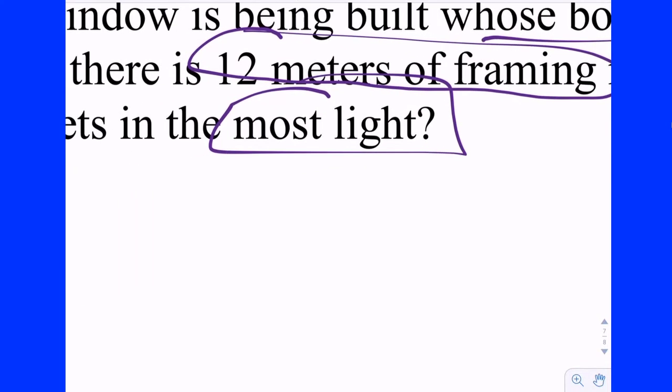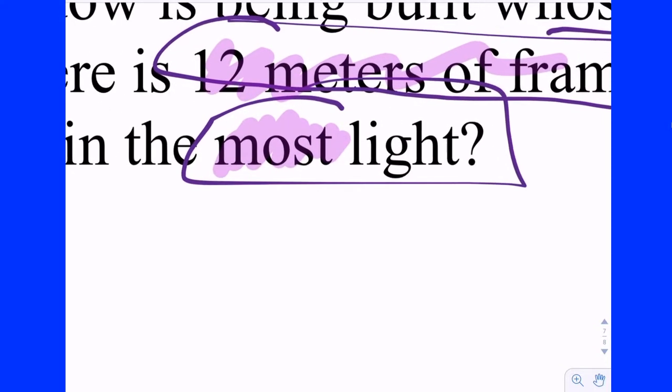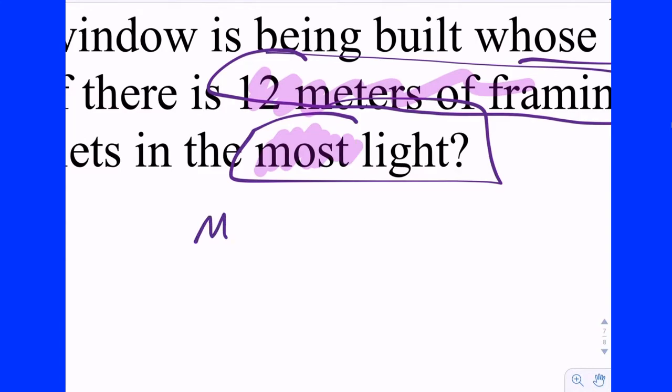So how do we know this is optimization? We have the most light. We have a constraint. We're limited in the amount of material we can use around the perimeter, or its overall perimeter length, but we're trying to get the most light. So we're trying to maximize sunshine.